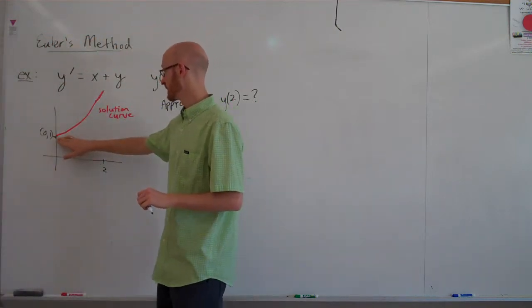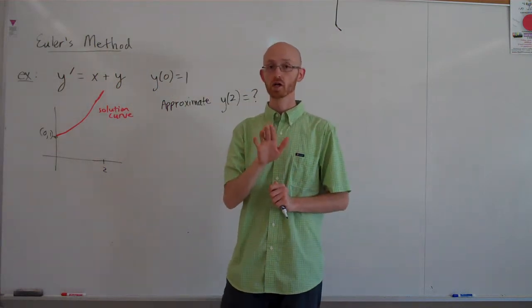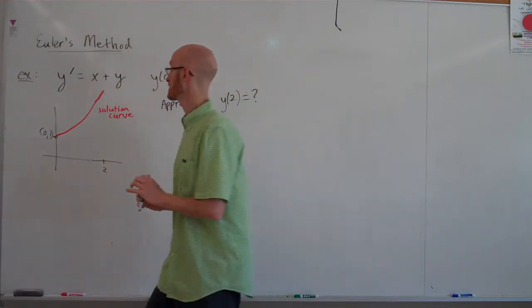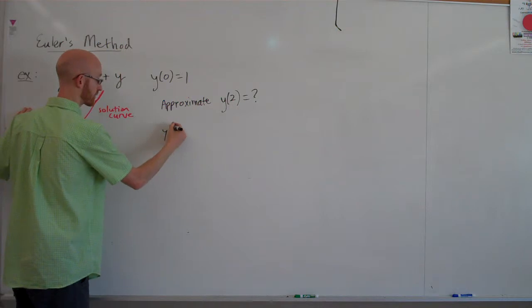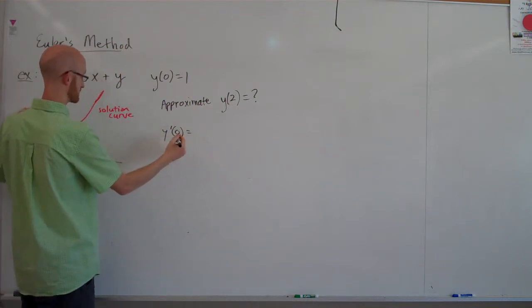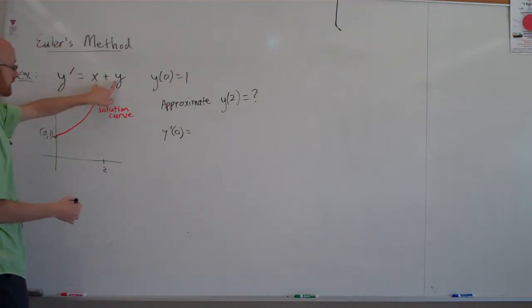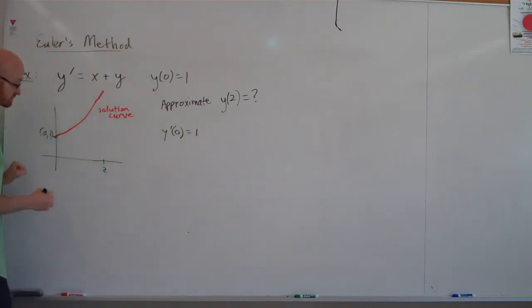Since we don't know what this curve is, the major thing we do know about that curve is we know the slope of the tangent line at that point. And that slope, if we plug in y prime at (0, 1), is 0 plus 1, which is 1. So that tells me to head out in that direction with a slope of 1.